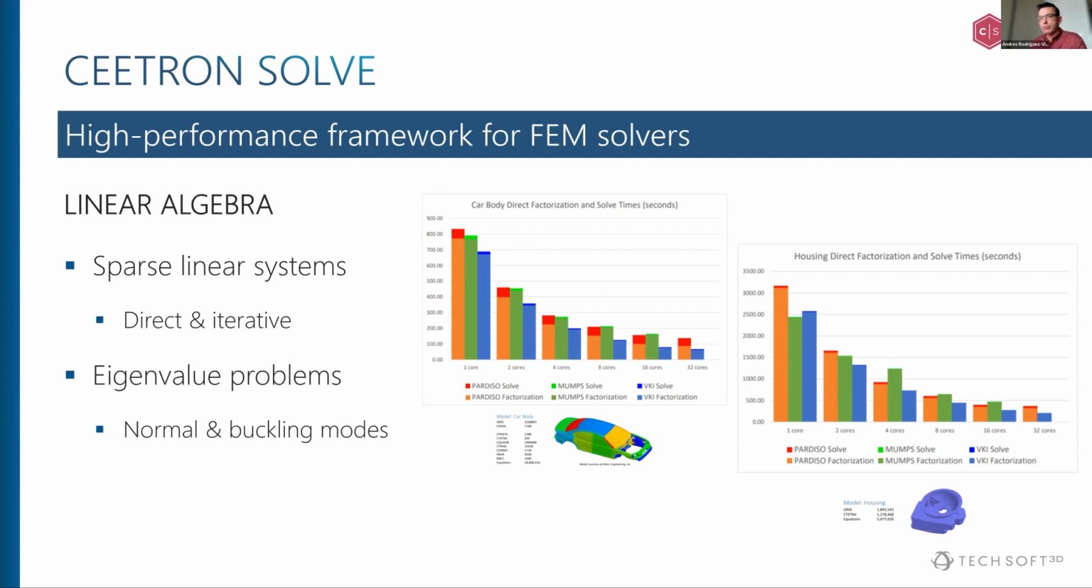They have a choice of a direct multifrontal solver or one of the two iterative solvers that are provided, a preconditioned GMRES and a conjugate gradient method. For eigenvalue problems, we have a block Lanczos solver, which is best to extract limited numbers of normal modes. We also have an AMLS method, which is better applied on larger numbers of modes, thousands of modes. And finally, for buckling, we suggest a subspace eigensolver. You can see some comparisons here with other solvers on the market.